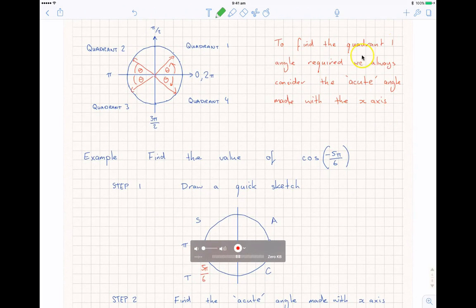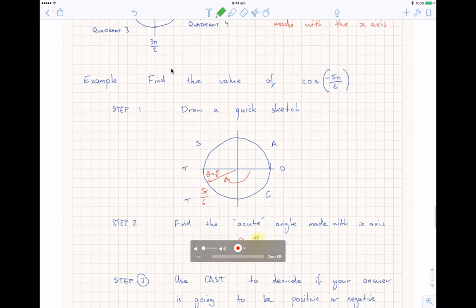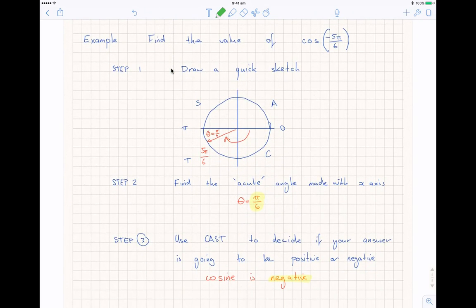So to find the quadrant 1 angle required, we always consider the acute angle that's made with the x-axis. So if we do, say, as we did before, 2 pi on 3, then the angle that we want to consider is actually this angle that's made here. So if that was 2 pi on 3, then that would just be pi on 3, and that's the angle that we want to consider in quadrant 1. So hopefully an example will make it make more sense.